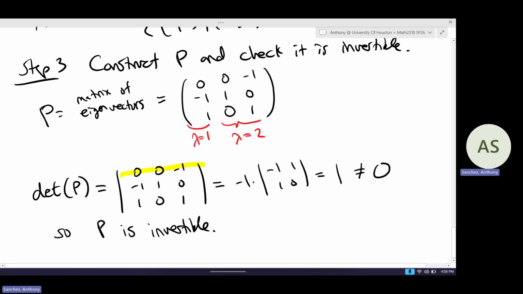This is sometimes what students will forget to do. They find P, but they don't actually check it's invertible. Please do make sure that it's invertible. Otherwise, this is all for nothing.